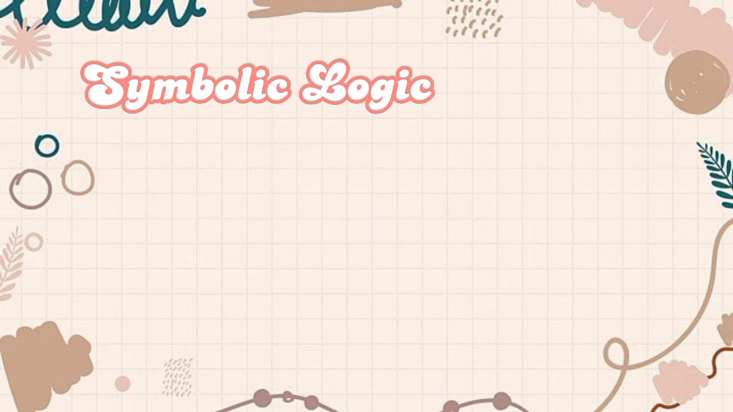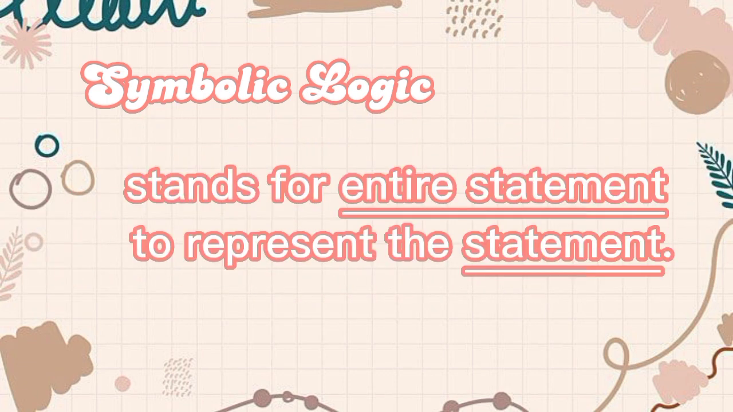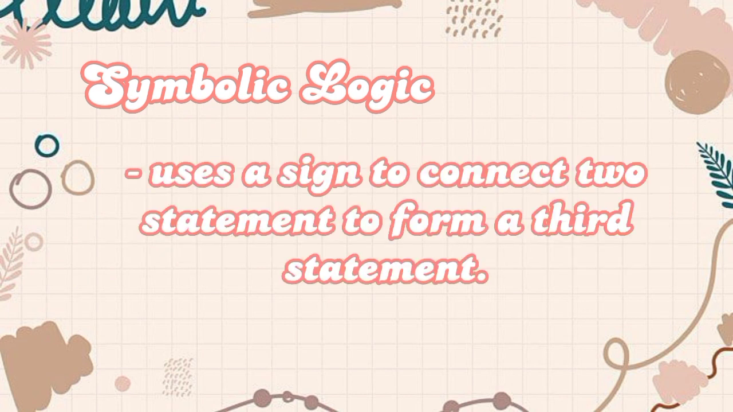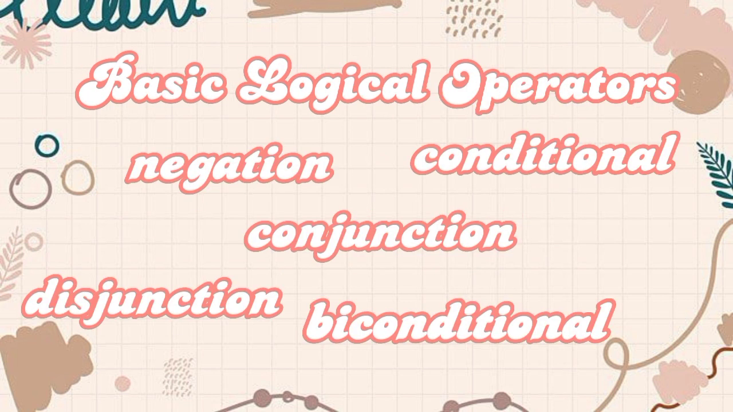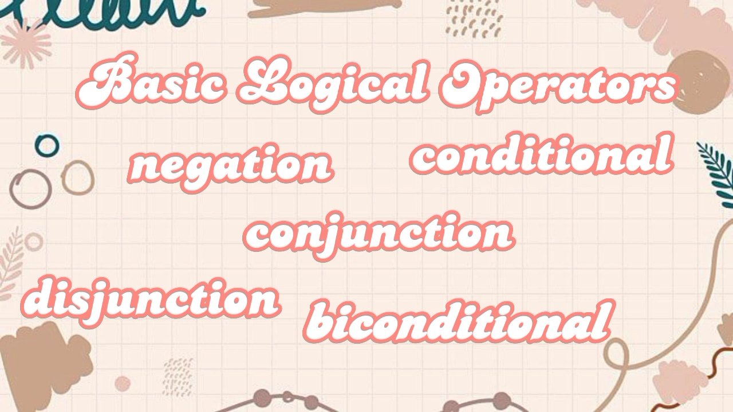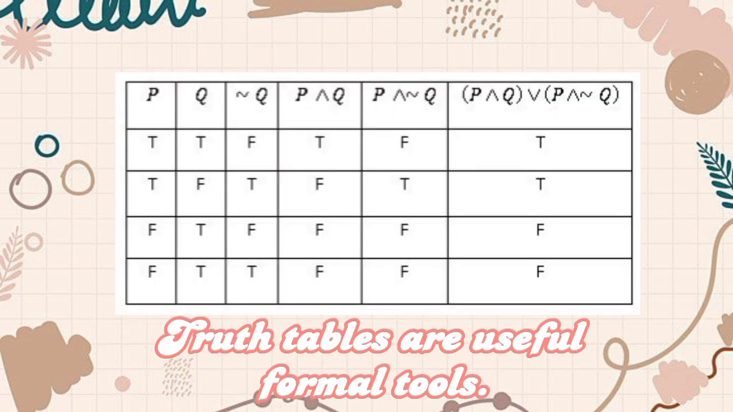In symbolic logic, a letter such as P, or any kind of letter, stands for an entire statement to represent the statement. Symbolic logic uses a sign to connect two statements to form a third statement. These basic logical operators are negation, read as not; conjunction, read as and; disjunction, read as or; conditional, read as if-then; and biconditional, read as if and only if. In symbolic logic, truth tables are useful formal tools for determining the validity of arguments.